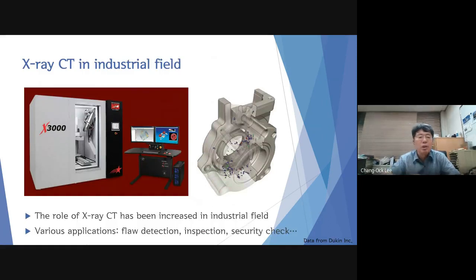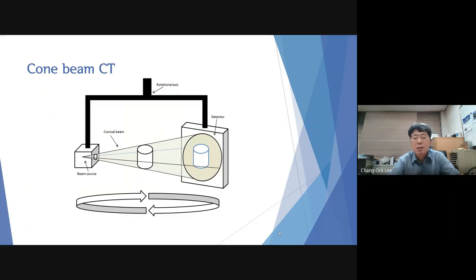And now let's move to the three-dimensional industrial field. This is the X-ray CT machine used in the industrial field, which is different from the CT machines in hospitals. Using these industrial CT machines, we obtained this kind of three-dimensional object. Usually it uses cone-beam CT, which is used in flaw detection, inspections, and security checks in airports. This is a schematic diagram of cone-beam CT.